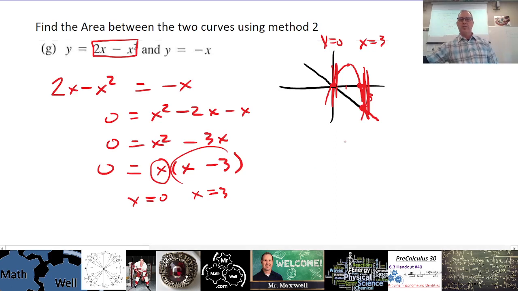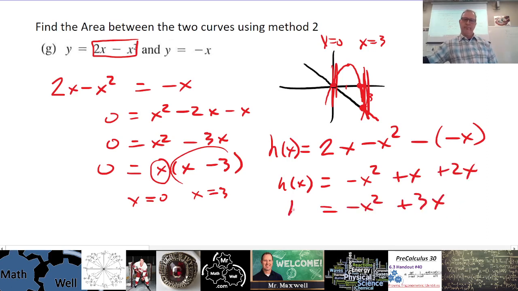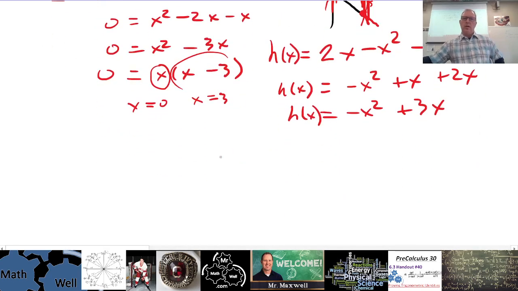Let's do a quick subtraction first. So 2x minus x squared, and then we'll subtract a negative x. That's going to give us a new function. If we call it h of x, that's going to be negative x squared plus x plus 2x, or negative x squared plus 3x. Something like that. Look good?